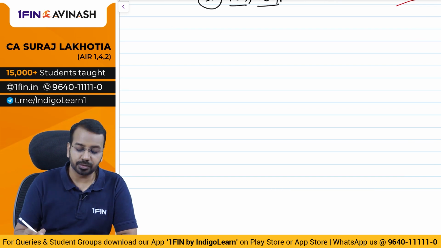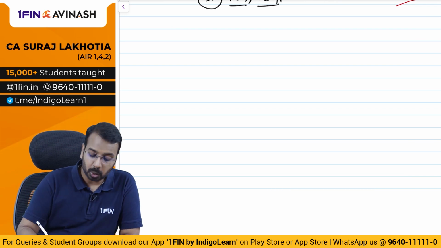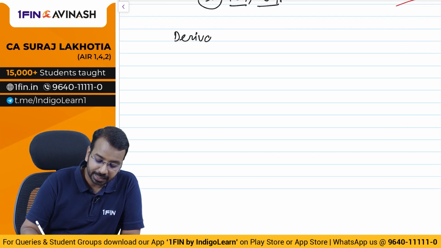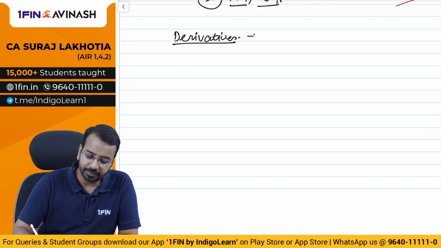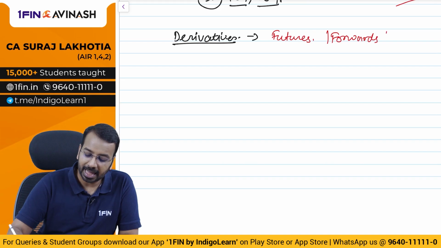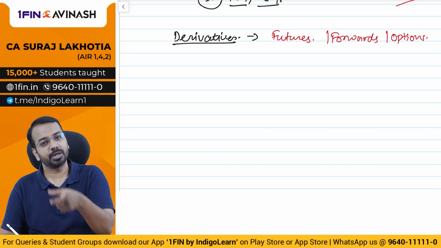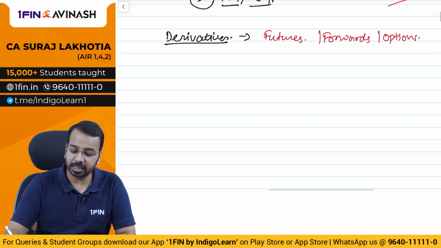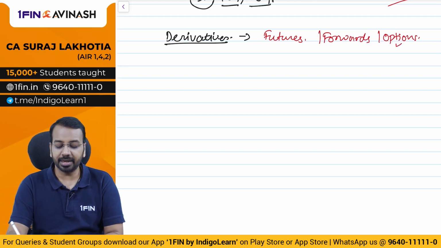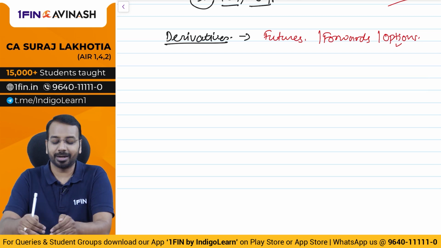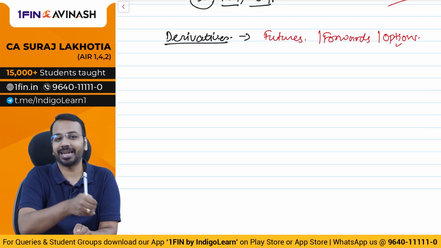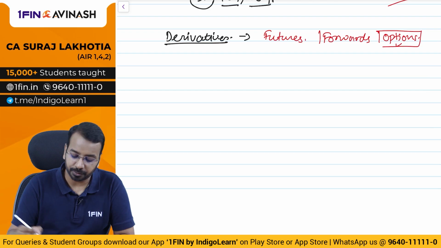For this, I will introduce you to a concept called derivatives. Definition part will come to it later. Derivatives includes what we say futures, forwards and options. Alright, it has futures, forwards and options. I will explain this with an option example. Remaining two aspects will cover slightly later. Okay, right now you don't need to understand it to understand the accounting part of it. Now, what is an option?